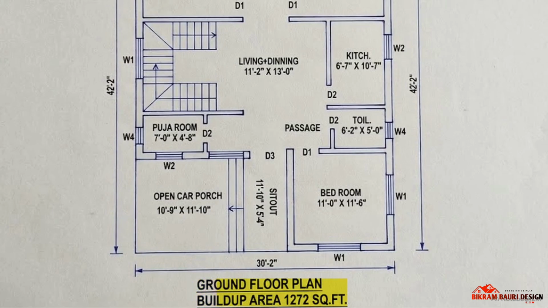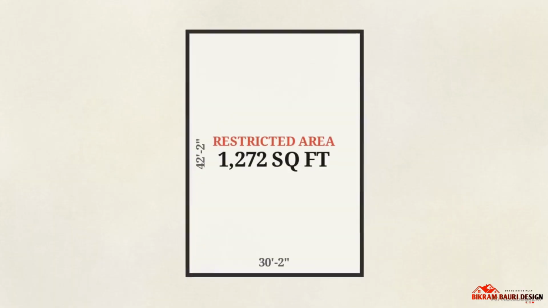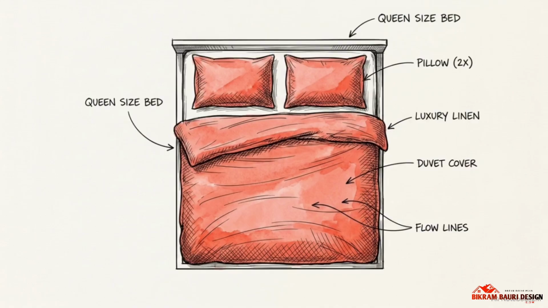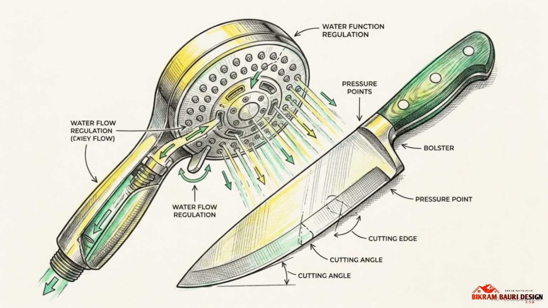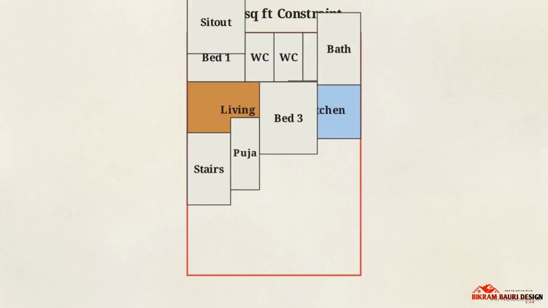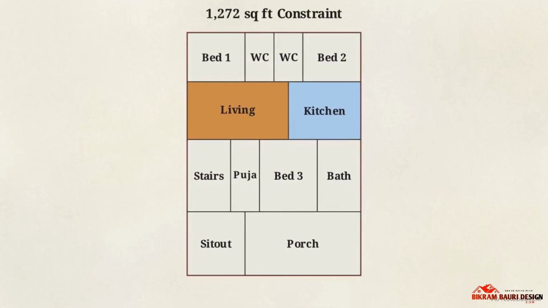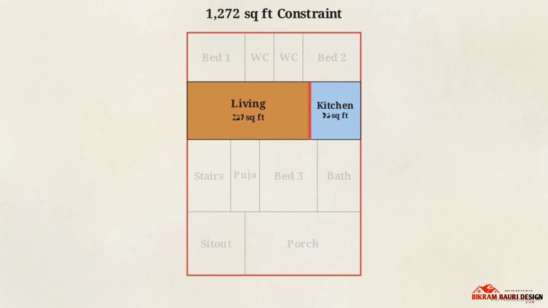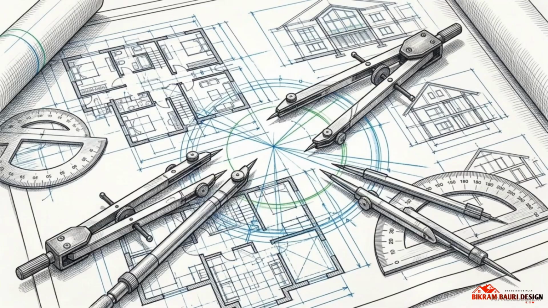1,272 square feet. Inside that restricted box, the required architectural program is dense. The engineer must fit 3 bedrooms, 3 bathrooms, a kitchen, a living room, a staircase, and a dedicated puja room. Accommodating these distinct functional rooms within a tight 1,200 square foot footprint creates immediate spatial tension. Every inch allocated to one room is an inch stolen from another. The resulting blueprint is a rigorously calculated mechanism. It prioritizes strict mathematical efficiency over expansive luxury.